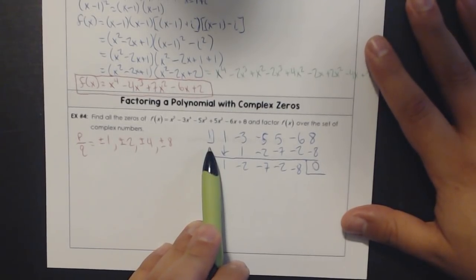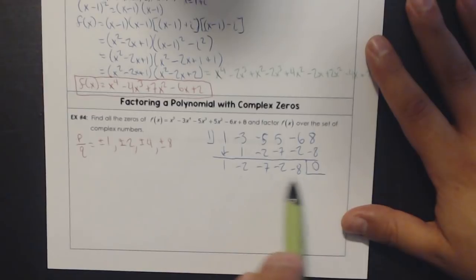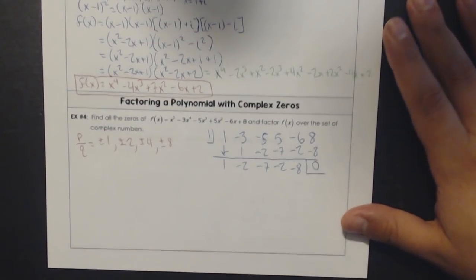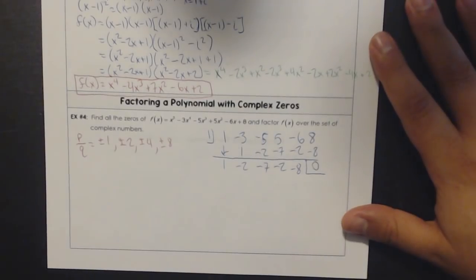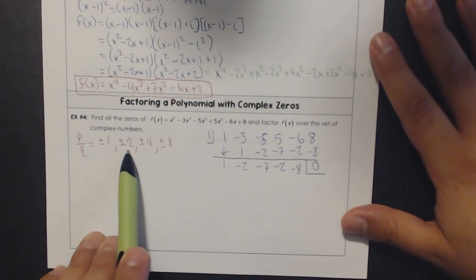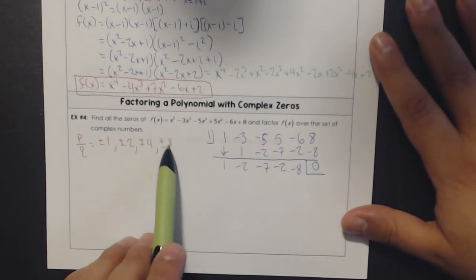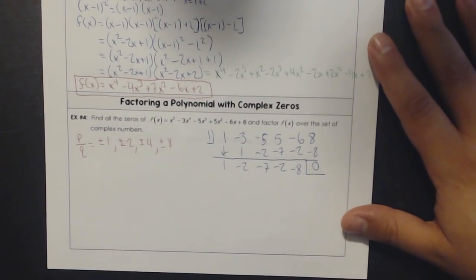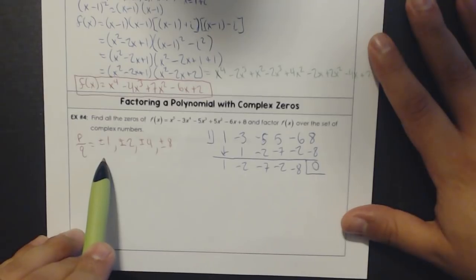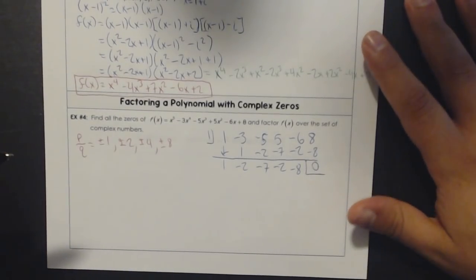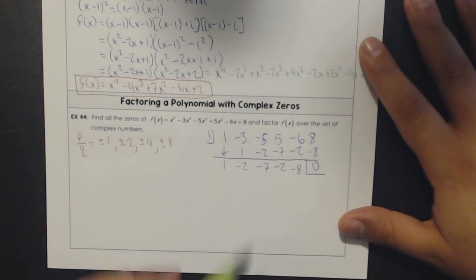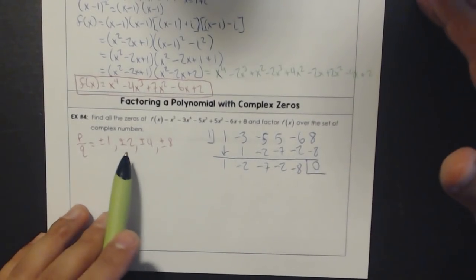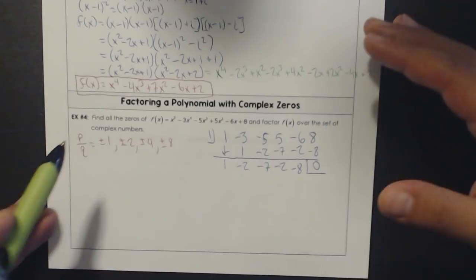In doing so, we can use these numbers again, the 1, -2, -7, -2, and -8, and plug in another value, whether it's 2, -2, 4, -4, 8, -8, or -1. We have to just keep testing them. If I tried out -1, I would find out that I don't get a 0 as a remainder. So after I've attempted it, I would go, okay, let's try out +2. +2 doesn't result in a 0 either.